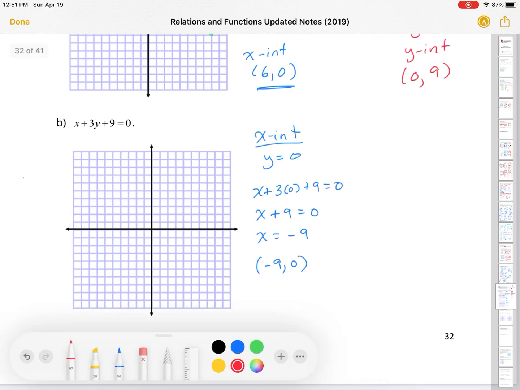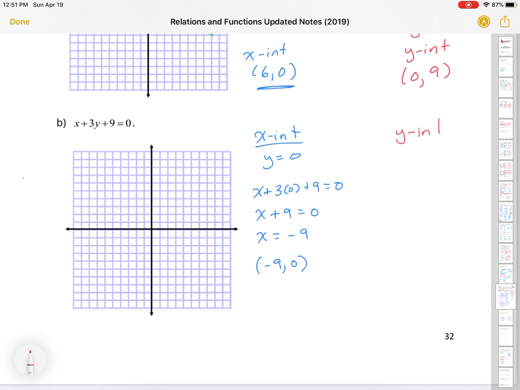Our y-intercept is where x equals 0. So 0 plus 3y plus 9 equals 0. So 3y plus 9 equals 0. 3y is equal to negative 9. We divide both sides by 3. So we get y is equal to negative 3. So our y-intercept is 0, negative 3.